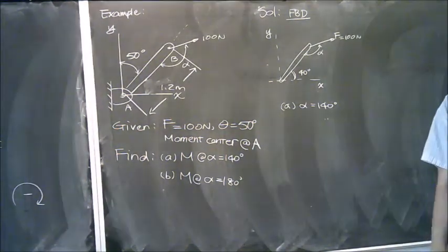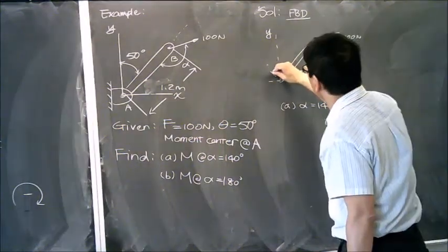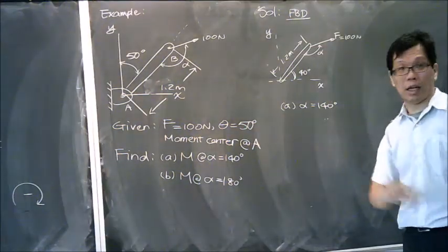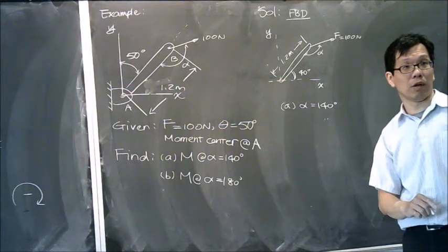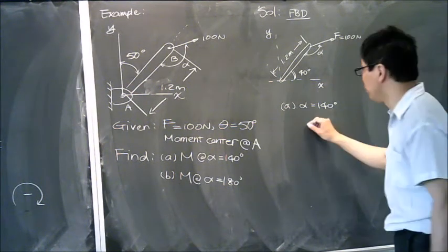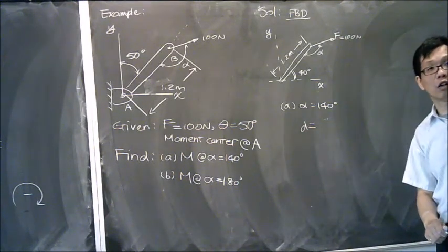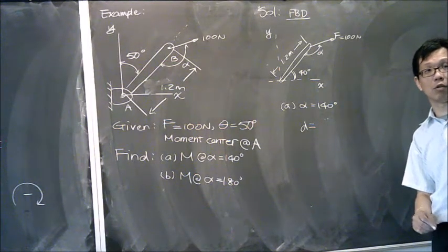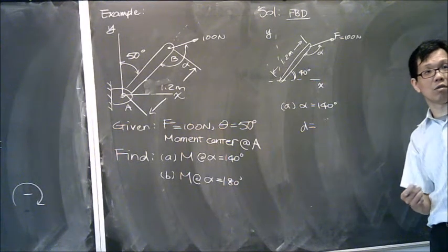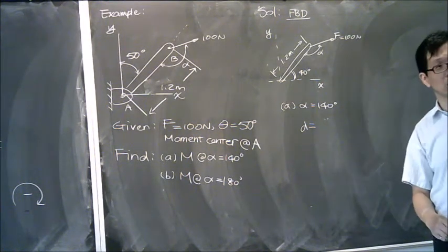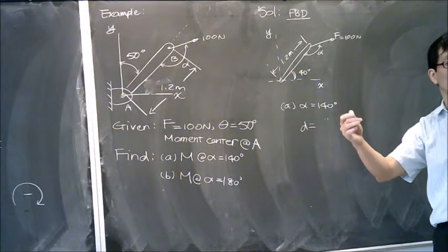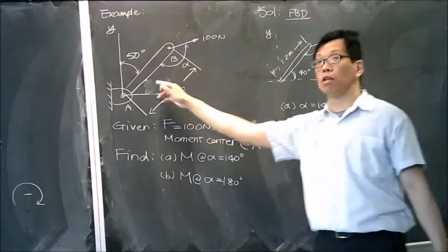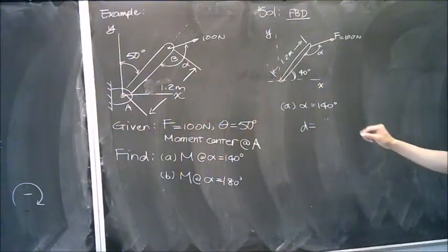So can anybody tell me, based on the problem statement, I know the moment center is going to be at A. What is the moment arm? What is the length of the moment arm? Let's say this is B. Is that going to be 1.2 meter, or is it going to be 1.2 meter cosine or sine 50 degrees or 40 degrees? Or is it just 1.2? Any opinion? How many of you say it's just 1.2 meter? How many of you say I need to consider the angle over here? You don't need to. This is 1.2 meter.